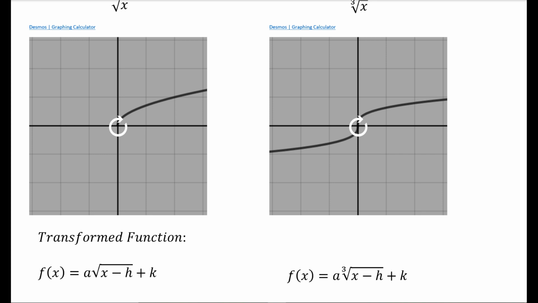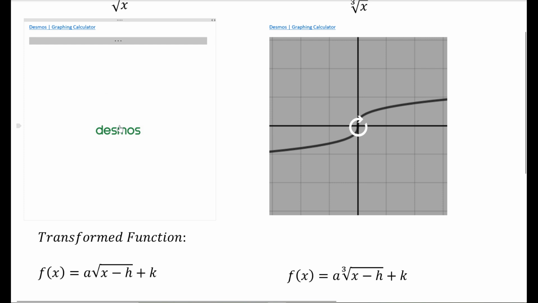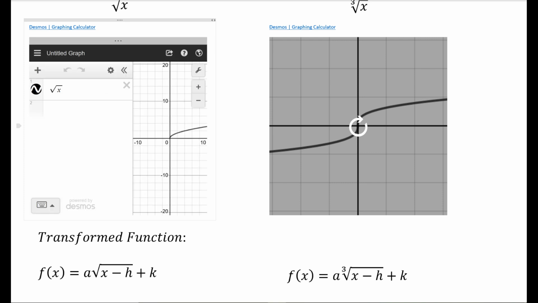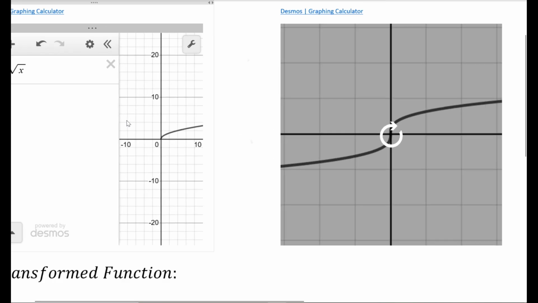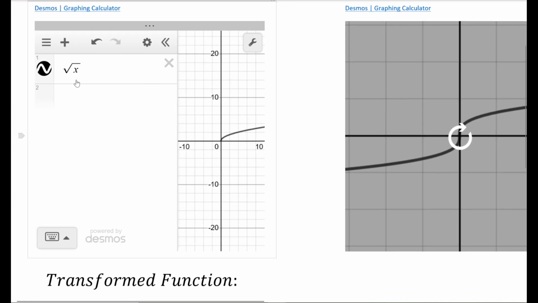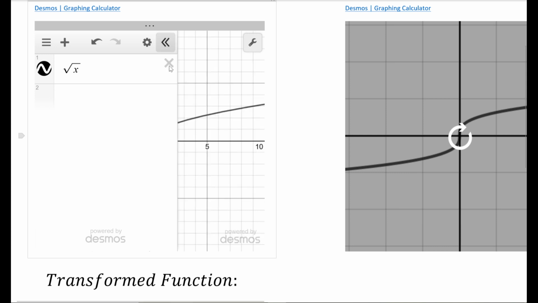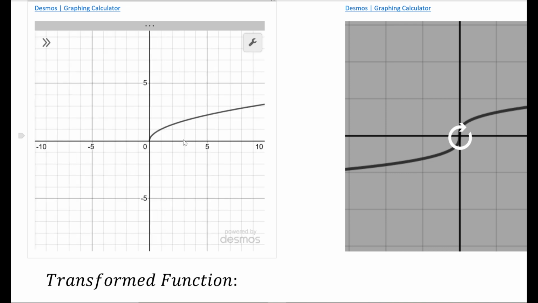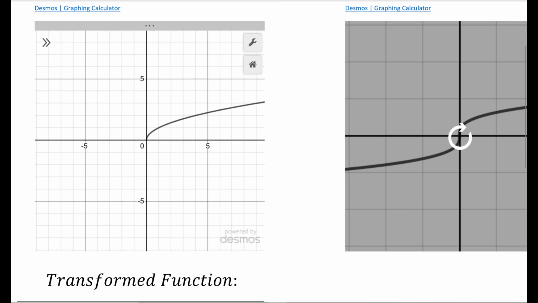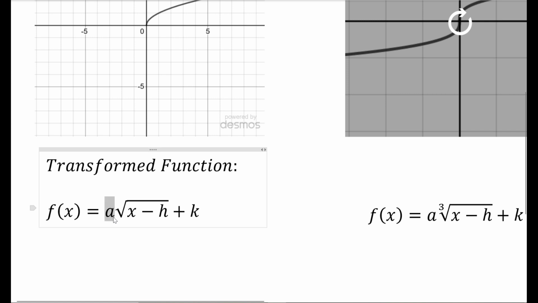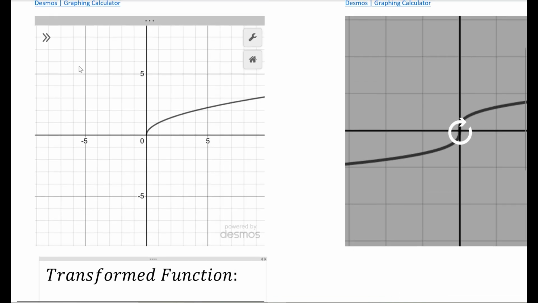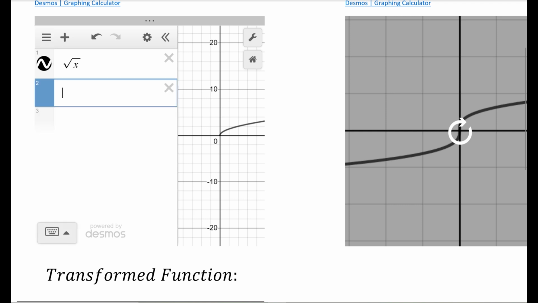In order to demonstrate this, we're going to show you the graph of the square root of x first on Desmos. We're going to zoom in on this real quick so you can see the graph. Right now we have the square root of x, which looks like that. Now notice what happens if I introduce an a term in front, before the square root.